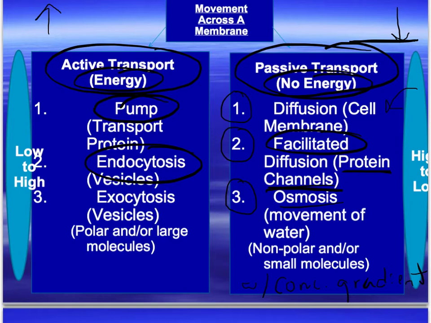Endo- and exocytosis work the same way. Endocytosis is using a vesicle to move something large into the cell. The prefix endo, think of that as into. And then exocytosis is using a vesicle to move a large particle out of the cell. This can be done for polar or large molecules. Passive transport is going to be done with nonpolar or small particles.